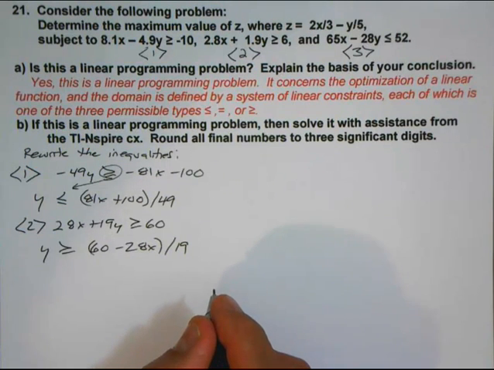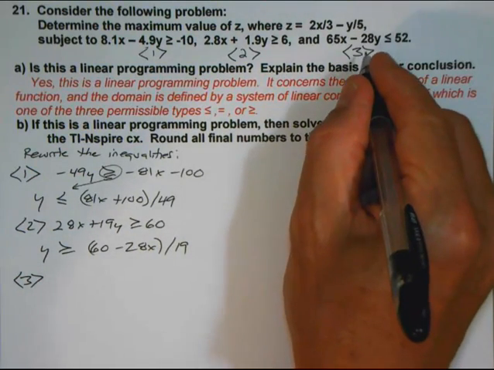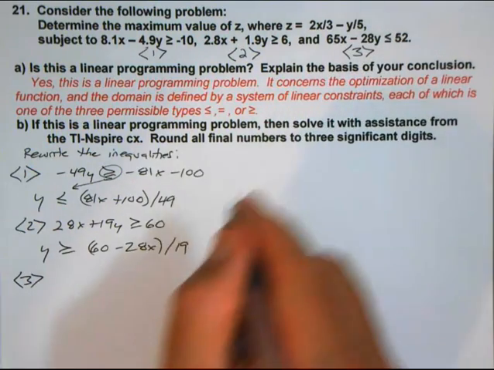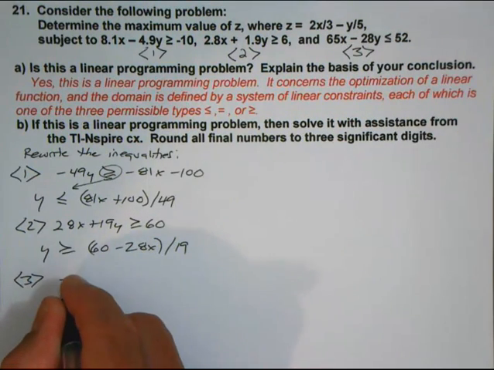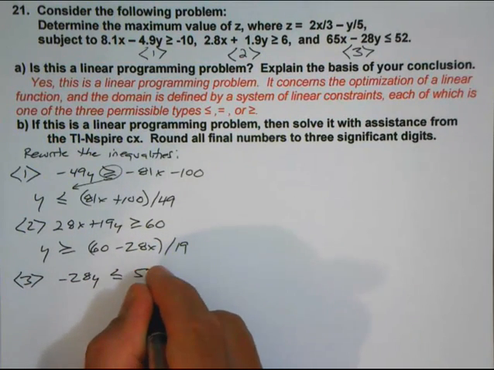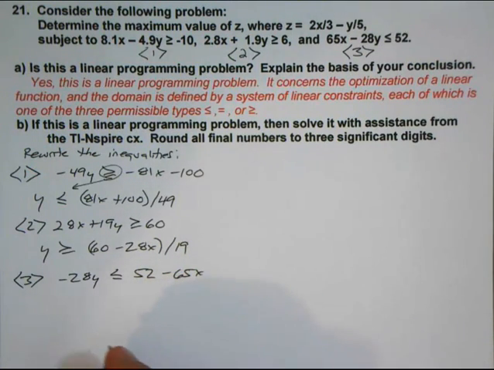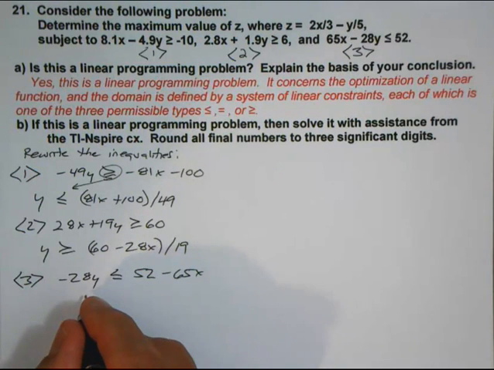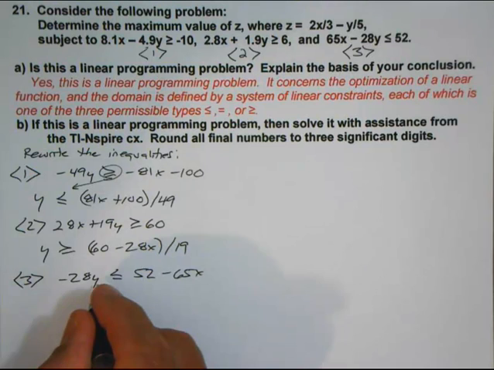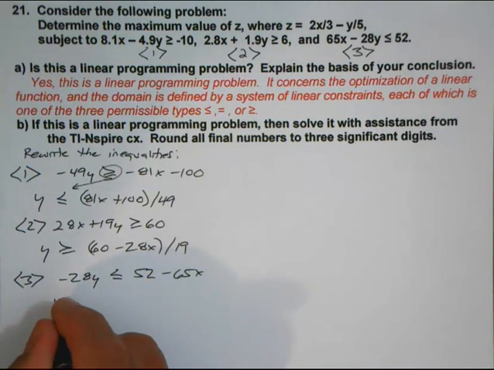Okay, let's go on to inequality number 3. Get this solved for y. Let's see. Maybe we first subtract 65x from both sides, leaving us with negative 28y less than or equal to 52 minus 65x. Okay, now we could divide both sides by negative 28. Now, if we're going to divide both sides of an inequality by a negative constant, we have to remember to reverse the inequality as well. Okay, so this will give us y, not less than or equal to now, reverse it, greater than or equal to.